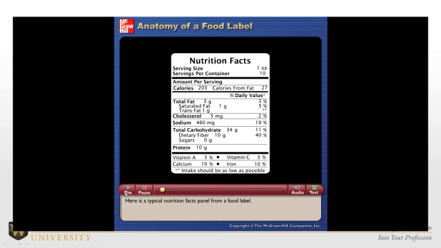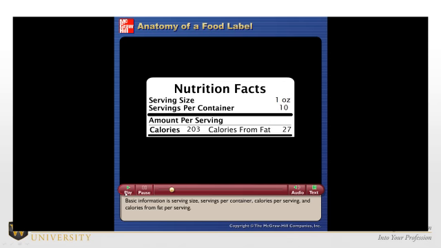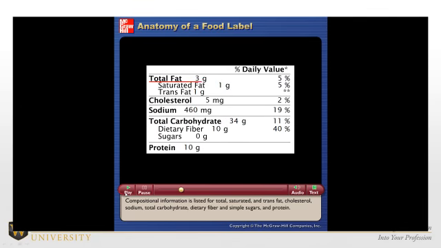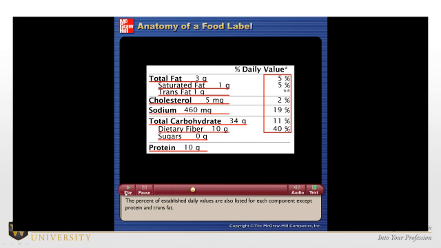Here is a typical nutrition facts panel from a food label. The label information is standardized so that consumers can compare nutritional values of similar foods. The basic information is serving size, servings per container, calories per serving, and calories from fat per serving. Compositional information is listed for total saturated and trans fat, cholesterol, sodium, total carbohydrate, dietary fiber and simple sugars, and protein. The percent of established daily values are also listed for each component except protein and trans fat.